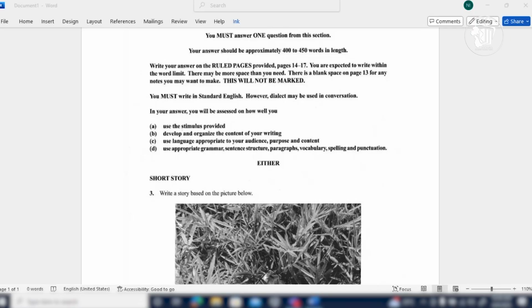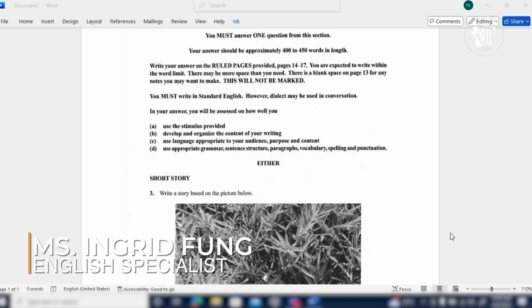Develop and organize the content of your writing. Use language appropriate to your audience, purpose, and content. Use appropriate grammar, sentence structures, paragraphs, vocabulary, spelling, and punctuation. So I am just running this over because as we discuss the mark scheme, we're going to go into detail with each one. In discussing the mark scheme, we will also recap everything that we have to do.